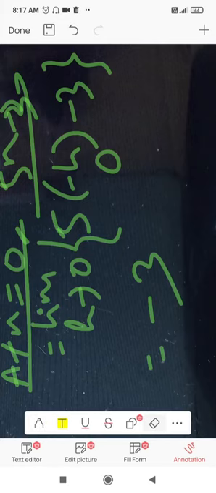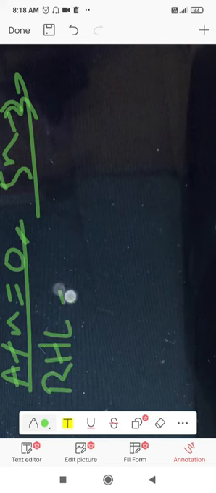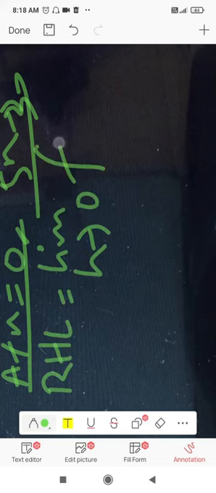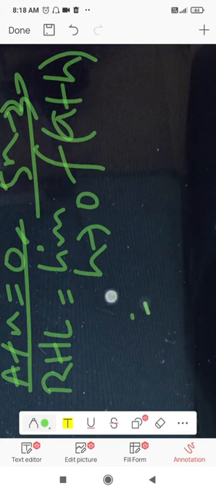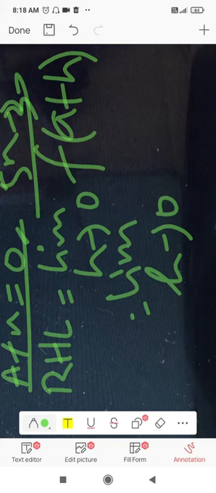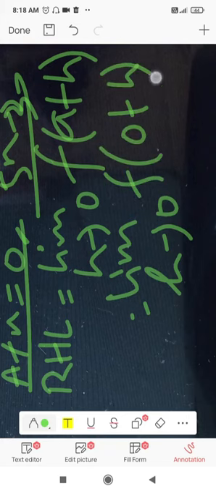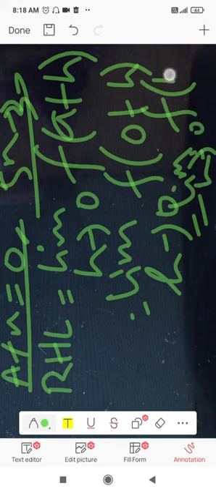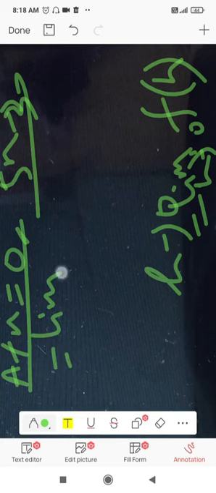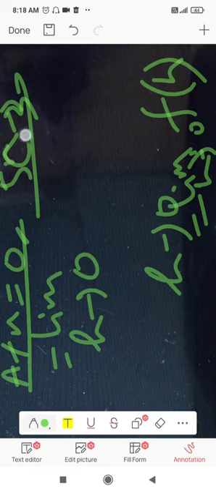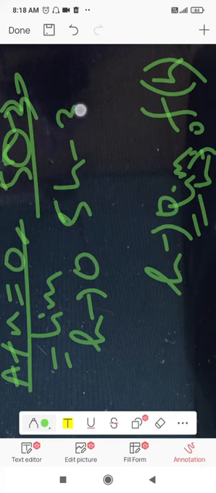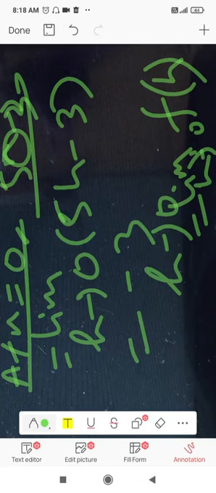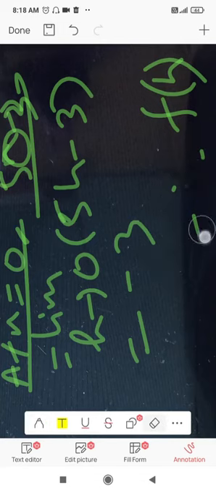Now let us take the right hand limit, RHL equal to limit h tends to 0 f of a plus h, equal to limit h tends to 0 f of 0 plus h, which is limit h tends to 0 f of h. This time x is h, so here we have to put h, it will be 5h minus 3. Now if you put h equal to 0, this will give us minus 3. That means the left hand limit and the right hand limit are equal.